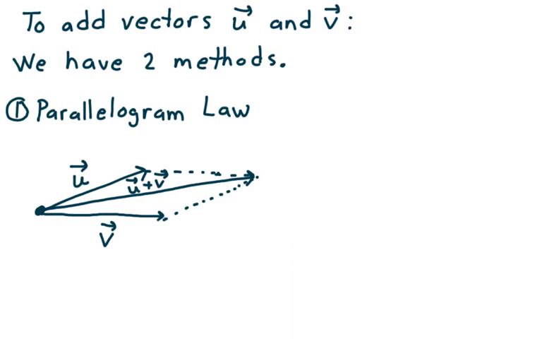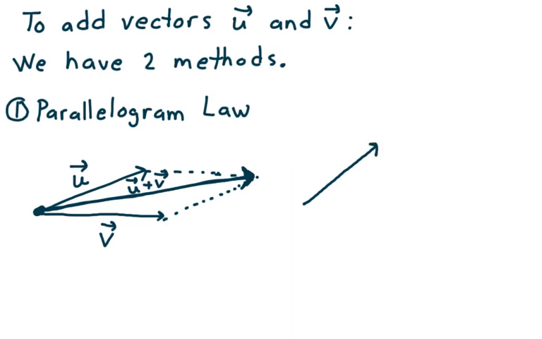Okay? Now, u plus v is the diagonal of this parallelogram, where the initial point starts here. I draw the diagonal, okay? And the terminal point is on the opposite side of the parallelogram. Okay? And I just draw an arrow where the terminal point is. So let me do that again.